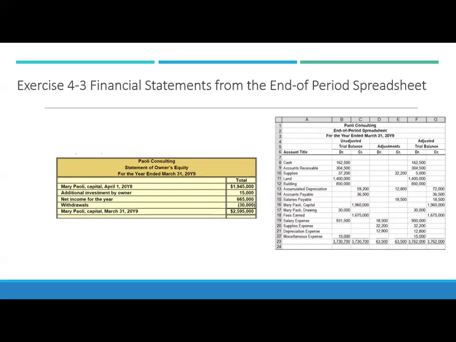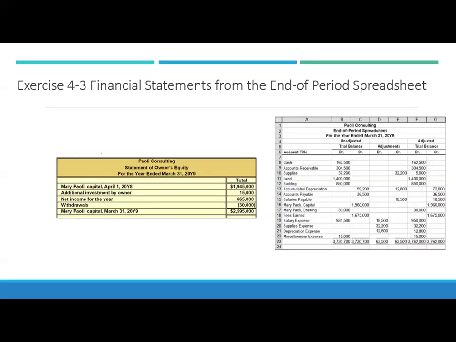So in the statement of owner's equity, we've gone through this a few times before. Beginning capital, additional investment, net income or loss, withdrawals, ending capital. So to get beginning capital, we have to first start with the additional investment by the owner. Then we see that at the end of the period, we had 1,960,000. And I'm sorry for the grainy projector here, but we have 1,960,000. And then that means our beginning balance was 1,945,000 because we just have to take that $15,000 out and then we find our beginning balance.